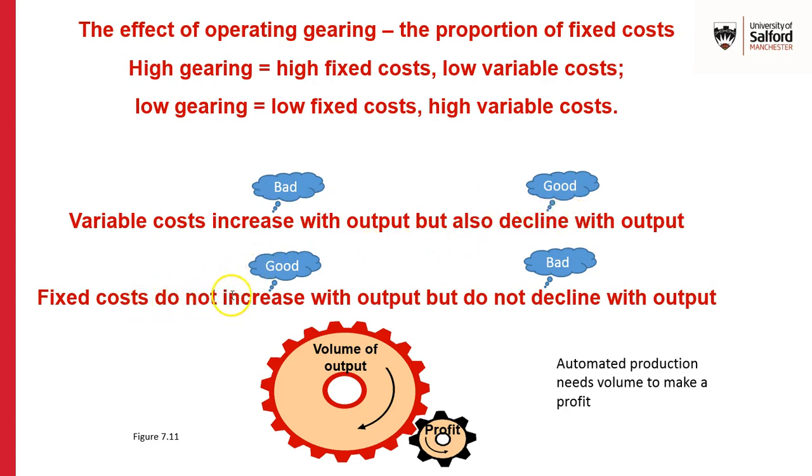They do not increase with output, which is good, but they do not decline with output, which is bad. So two very different behaviours, and contrasting the effect of increasing output, as you can see, favours fixed costs. Falling output favours variable cost, or favours companies with higher levels of variable cost. Okay, I won't attempt to explain this. It was in the original publisher's slides.